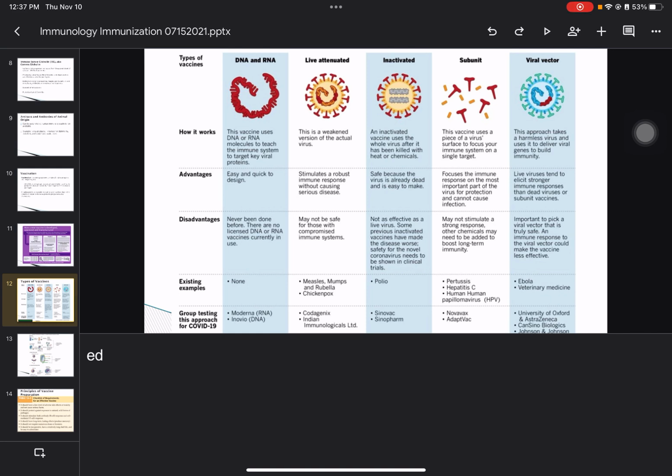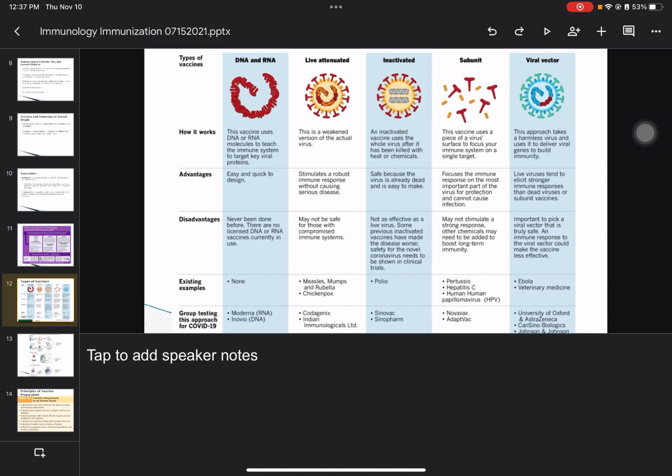Okay? So, another type is the subunit one. The subunit one is recombinant technology, where we make the small proteins in the lab, and we then inject those small proteins in the body. And the immune system doesn't recognize whether it's a whole thing or just a piece of thing.